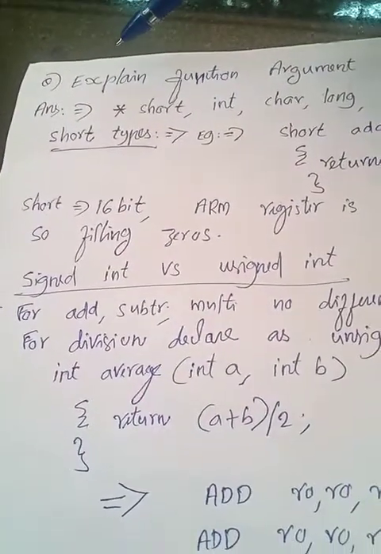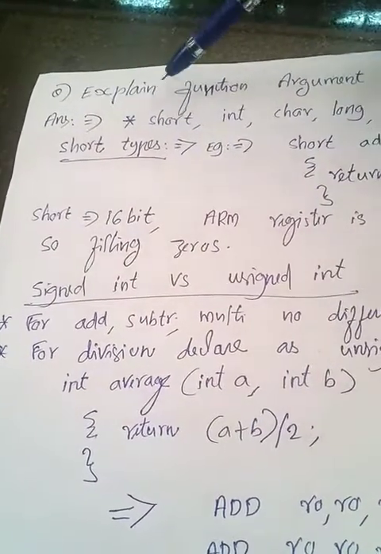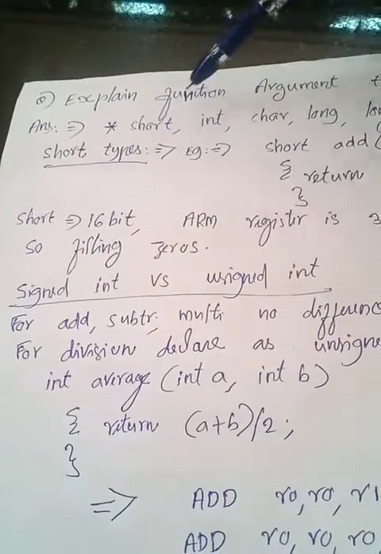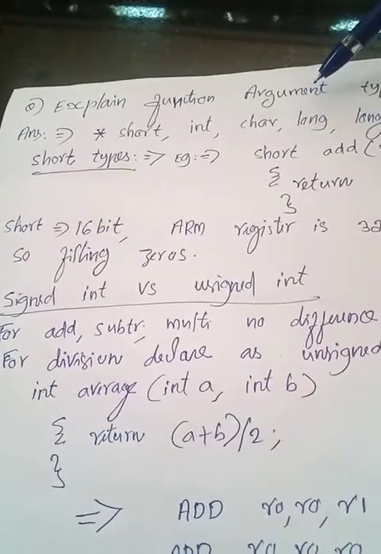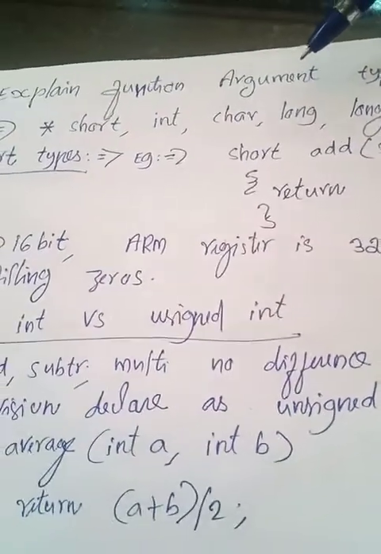So dear students, we are continuing module 4. The first topic is explain function argument. So argument means the parameters or the values which we are passing to the function is called argument.